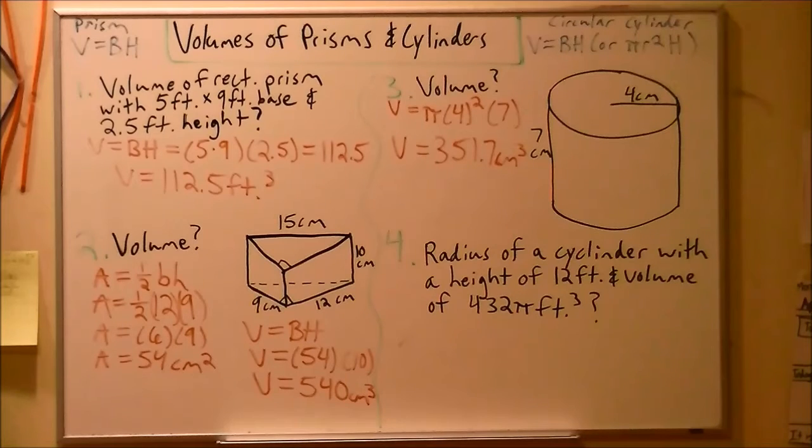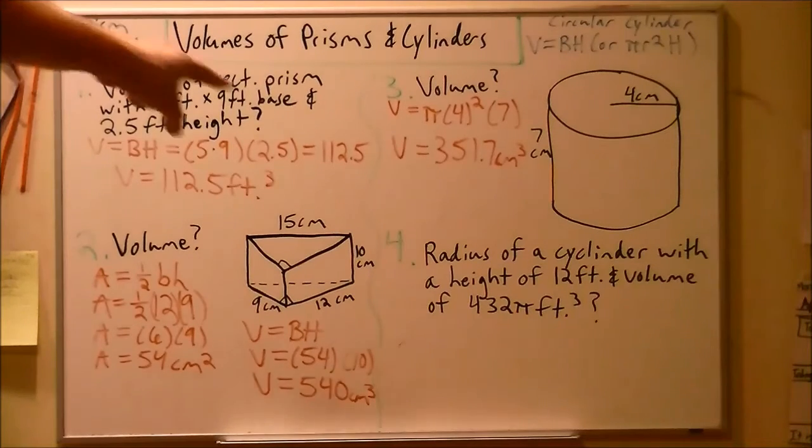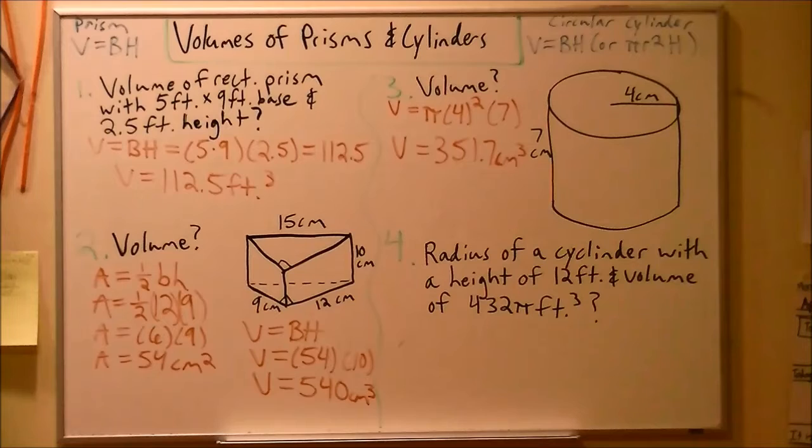Okay, for the last one, like the first one, we don't have a drawing, but we're just given information. So let's use it and plug it in to find the radius of a cylinder with a height of 12 feet and a volume of 432. Now, this is kind of tricky. Look at this, 432 times pi. So there's a step you have to do there just at the volume alone.